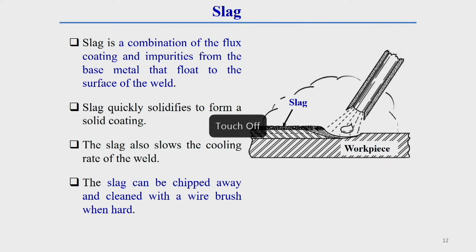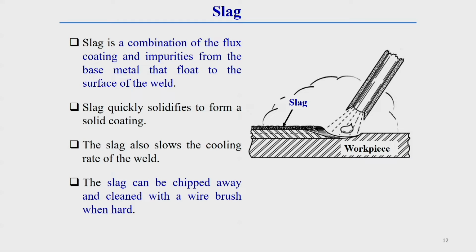Now, we will go for slag, which I have already discussed. That means when the flux burns, it is converted to slag. Here one thing you keep in mind: slag is a combination of flux coating and impurities from the base metal that float to the surface of the weld. Why? Because its mass is comparatively lesser than the molten metal. That is why it floats over the surface of the molten pool.